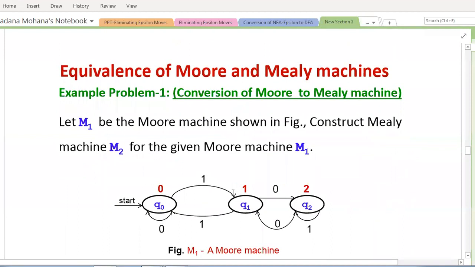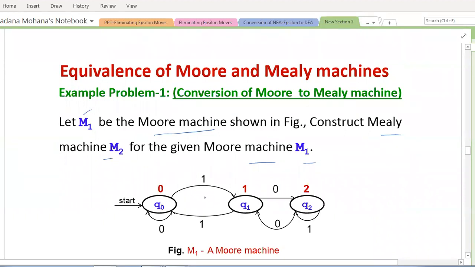Now let us see one example problem: conversion of Moore to Mealy machine. The question is like this. Let M1 be the Moore machine shown in the figure. Construct Mealy machine M2 for the given Moore machine M1. Now see the following transition diagram, which is a Moore machine.